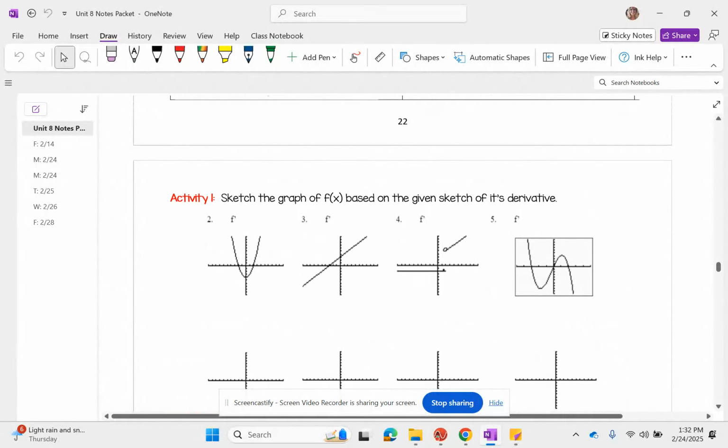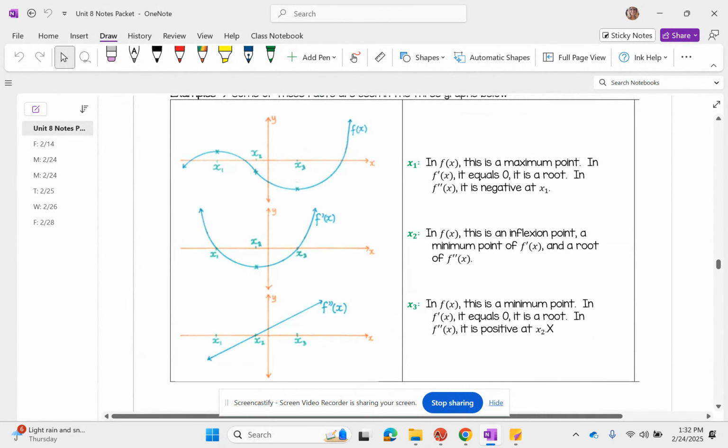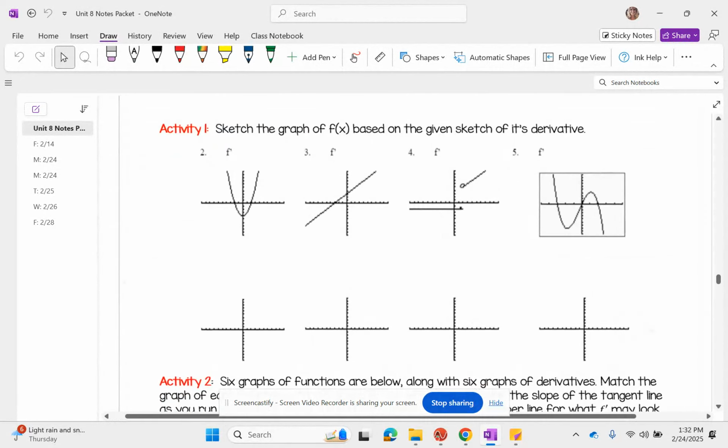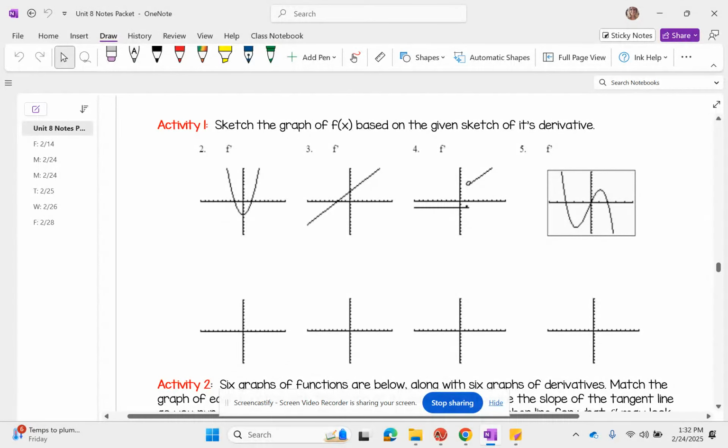All right. So, hopefully we saw some cool connections between the graph of the original and the graph of its derivative. What did you guys notice about the power? There's always one less. The derivative always has one less. Very good.